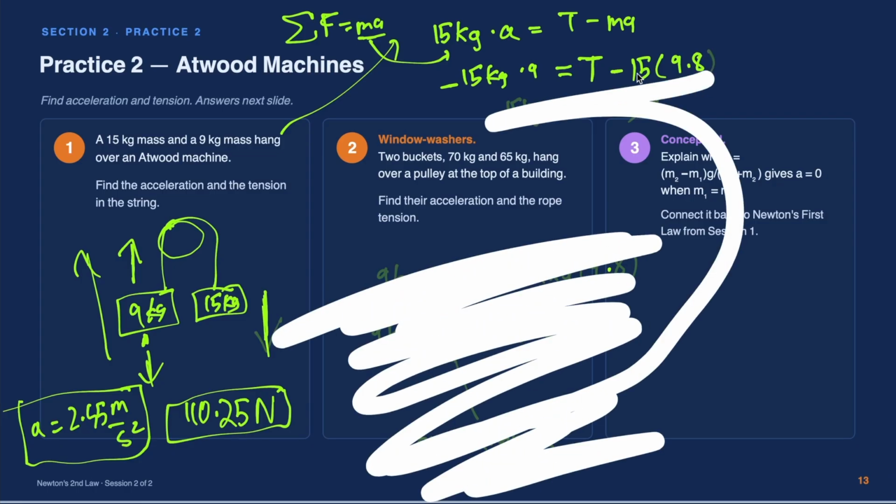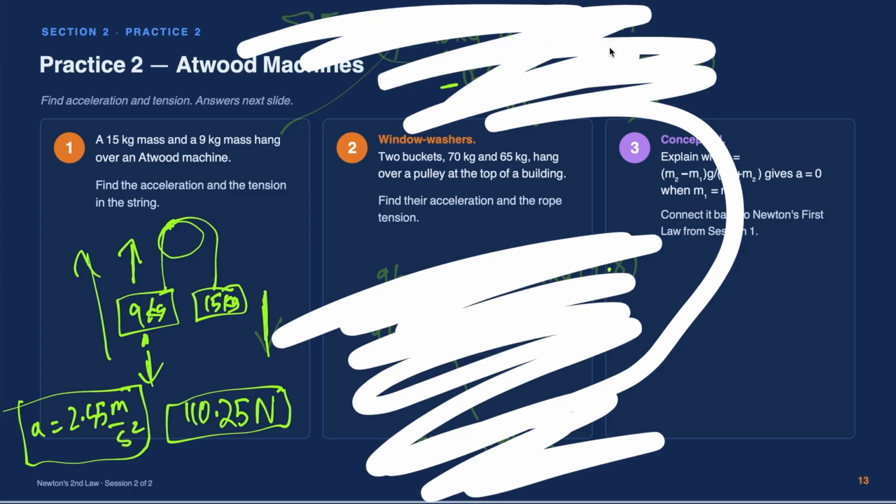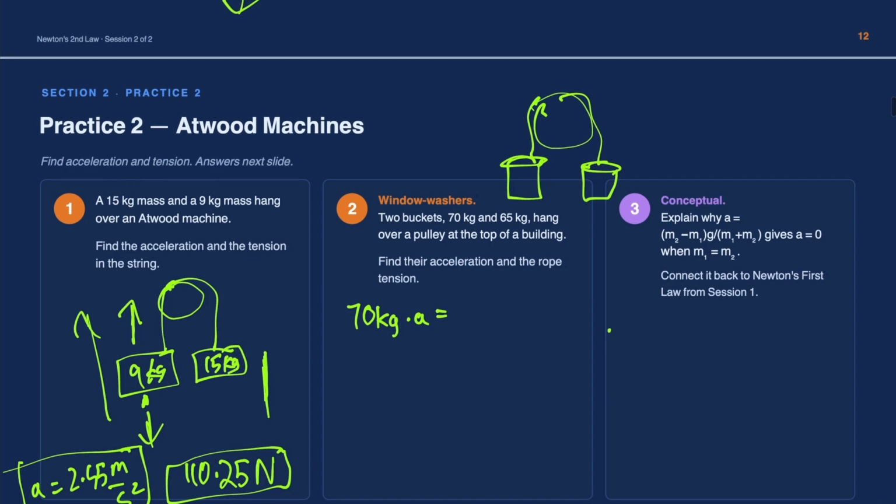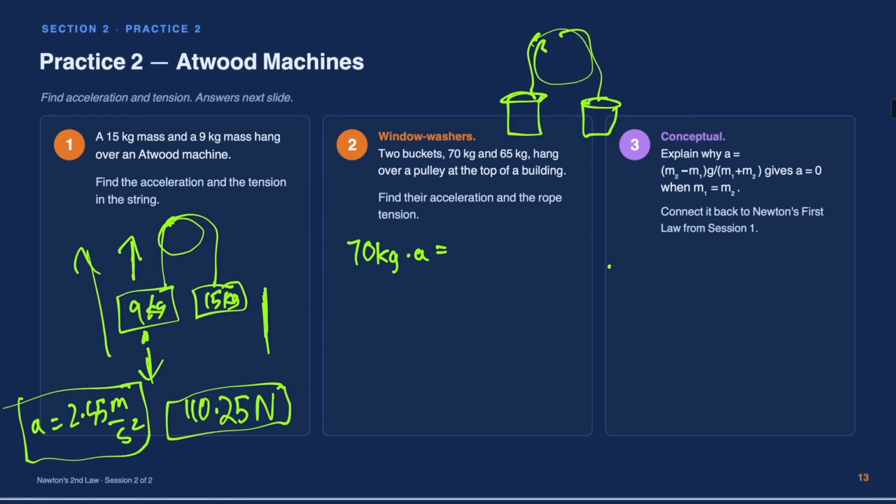And if you look at this problem, which is very similar, 70 kg and 65 kg. So 70 kg times acceleration. First let me read the problem, right? They're buckets. So buckets over a pulley on top of a building. If you want to find the acceleration and the rope tension, we're going to have to use the same strategy here. So 70 kg and 65 kg.